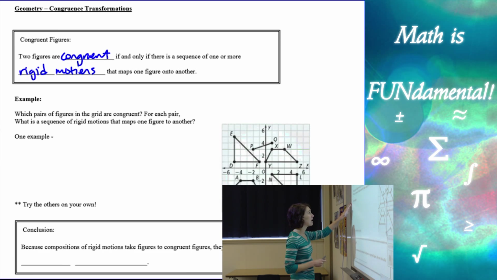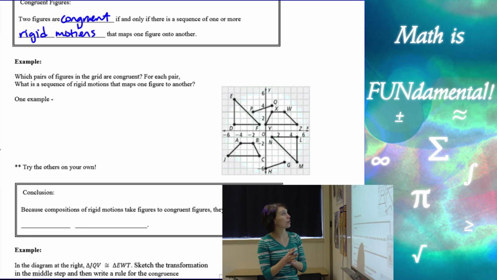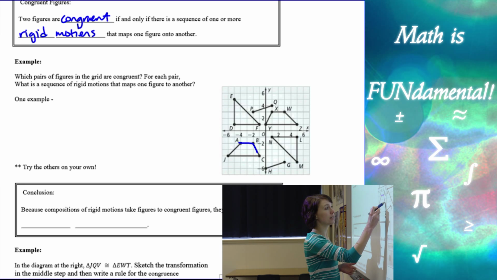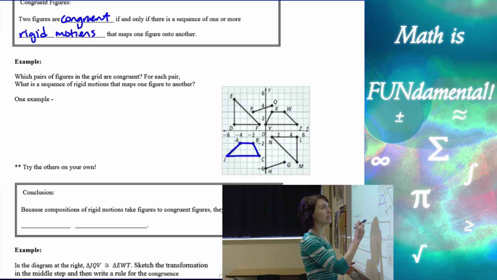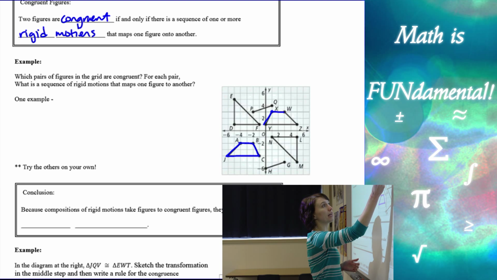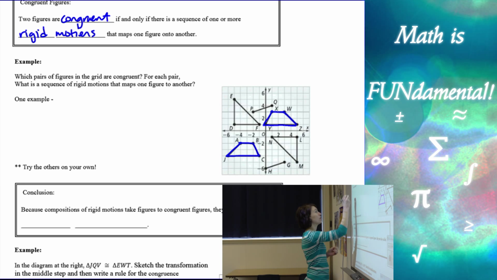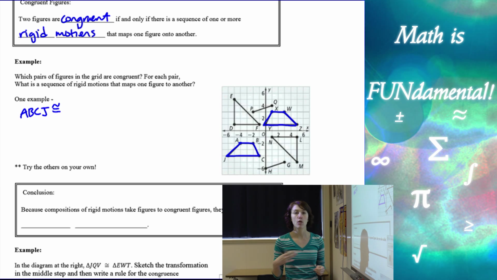All right, so let's look at an example. Which pairs of figures in the grid are congruent? And then for each pair, find a sequence of rigid motions that maps one figure to another. I'm just going to give one of these examples. So let's look at this one. ABCJ is congruent to XWYZ. But when we write our congruence statement, we have to be really careful. If I have ABCJ, I need to make sure when I write the other one that I write it in corresponding order.